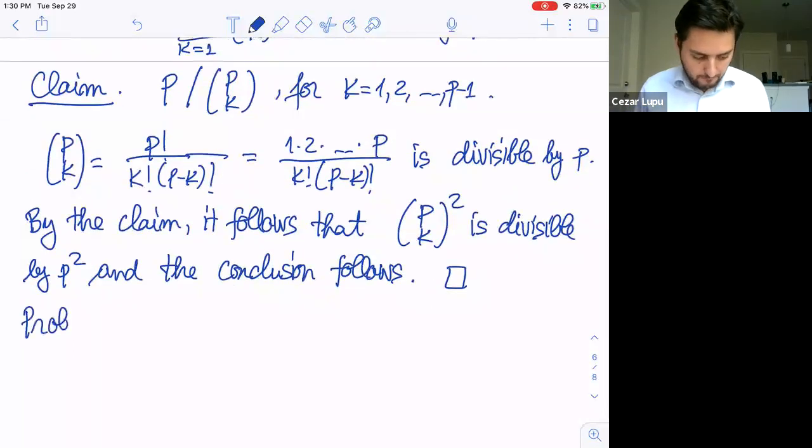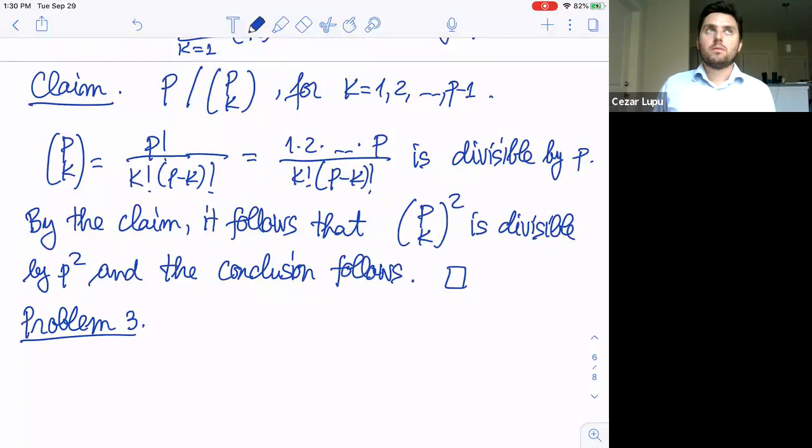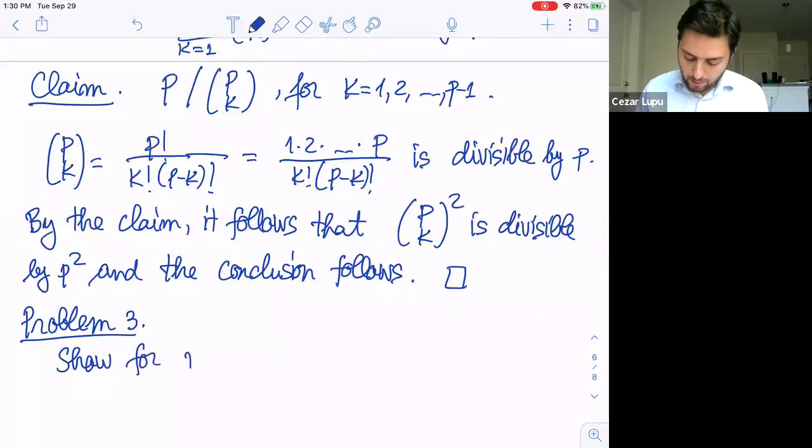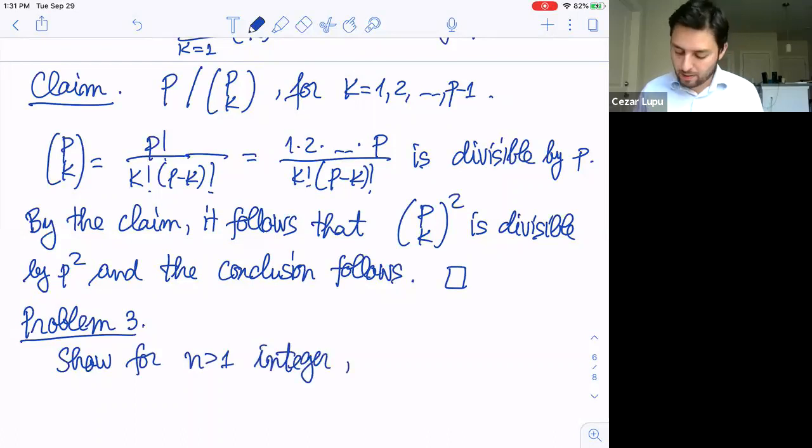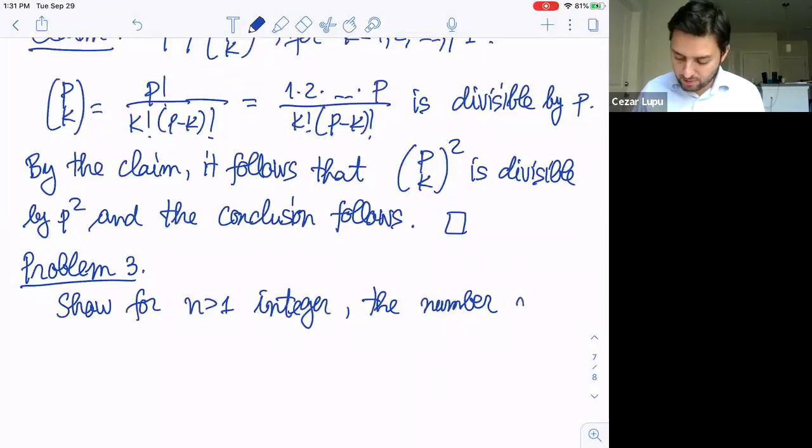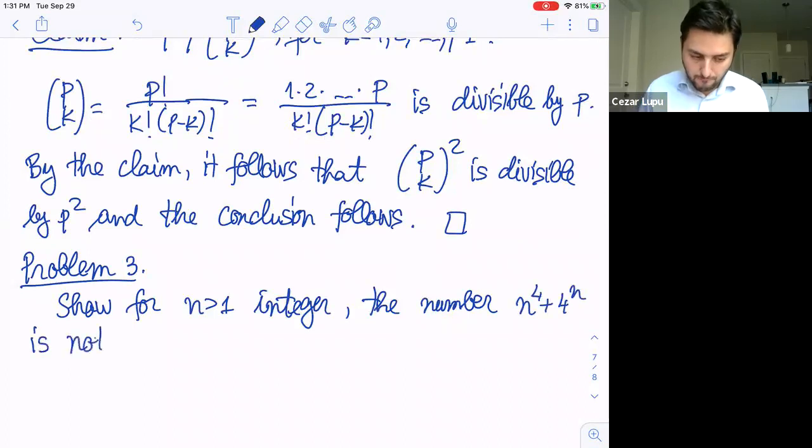So problem 3. Show that for n an integer greater than 1, the number n to the 4th plus 4 to the n is not a prime. It's a tricky one.